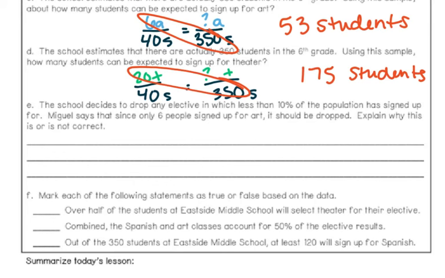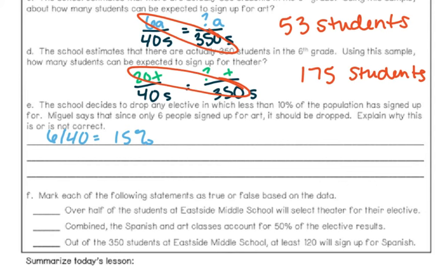First of all, we need to have some math to back up our answer. We know that in the population that was surveyed, there were 6 out of 40 students that signed up for art. This is 15%. So already this is more than the 10% of the population. However, we've only looked at a sample of students. We've only looked at 40 students in the 6th grade when in reality there are 350 students.